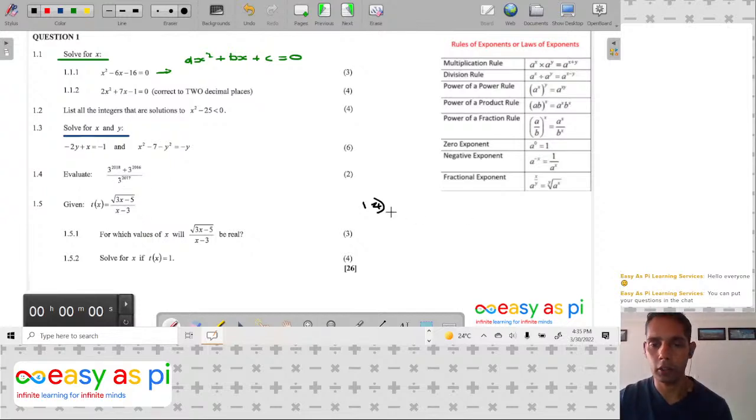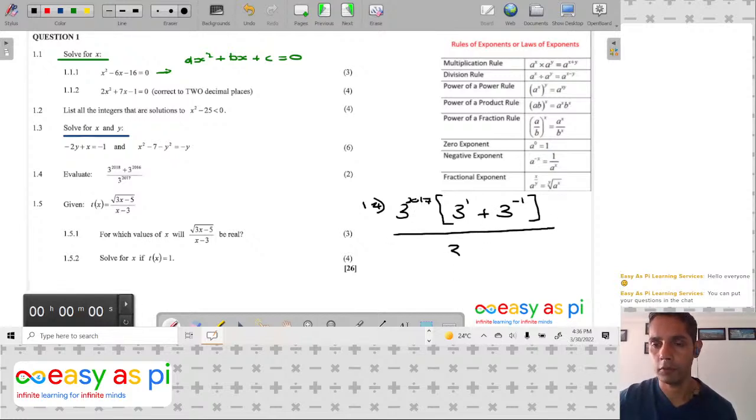The easiest thing to cancel 3 to the power 2017 is to pull out 3 to the power 2017 in the numerator. What would be left would be 3 to the power 1, because 3 to the power 1 times 3 to the power 2017 gives me 3 to the power 2018. And then 3 to the power 2016 would be 3 to the power minus 1, because minus 1 plus 2017 gives me 2016. That's all over 3 to the power 2017.